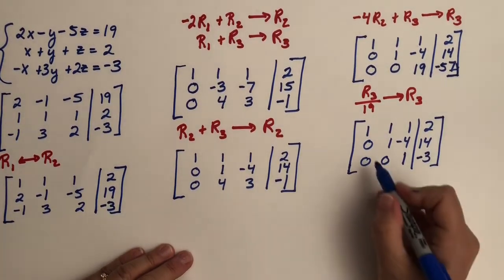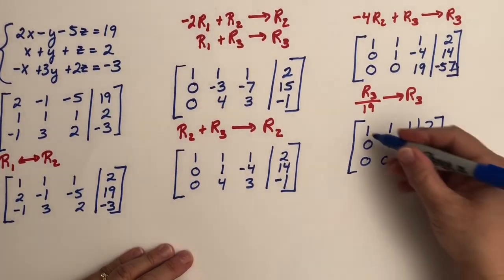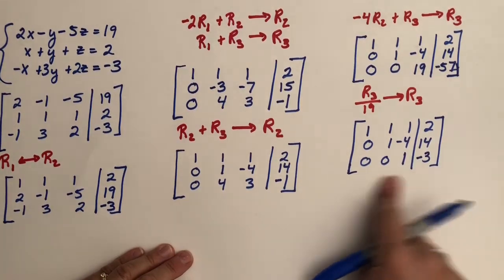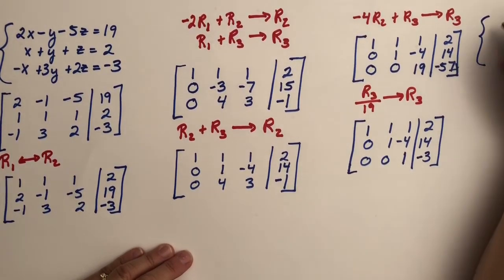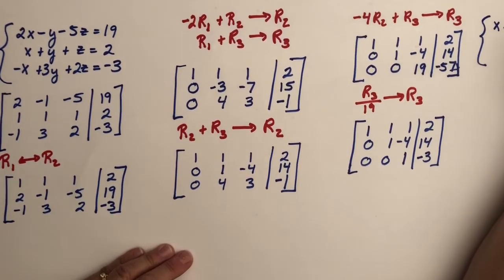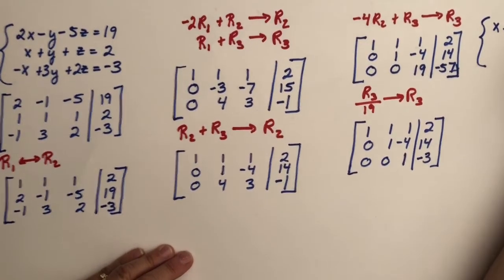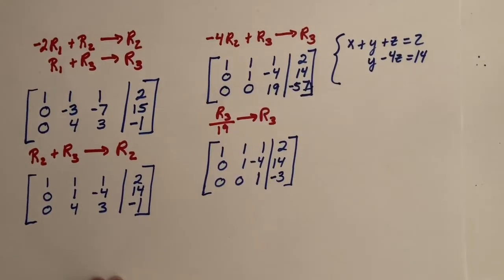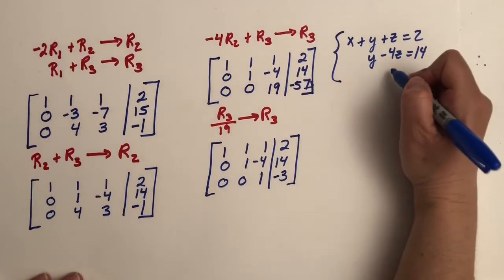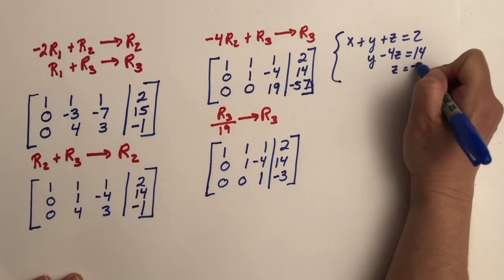So I can now write the system that this matrix implies. It is x plus y plus z equals 2. y minus 4z equals 14. And I'm going to move it over so you can see it. And z equals -3.